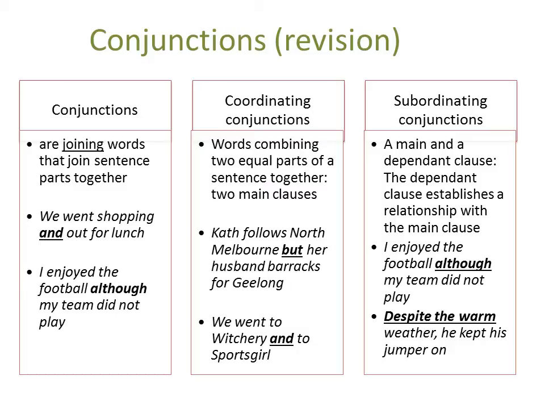Subordinating conjunctions are where we have a main clause and a dependent clause, where the dependent clause establishes a relationship or is somehow dependent on the main clause. So here are a couple of examples. I enjoyed the football, although my team did not win. Despite the warm weather, he kept his jumper on. So both of the dependent clauses, although my team did not win and despite the warm weather, are dependent on the main clause, which are the other parts of those two examples. So you need to just keep them in mind, subordination and coordination, particularly because T units rely a lot on counting a subordination index or clausal density, which I'll come to.